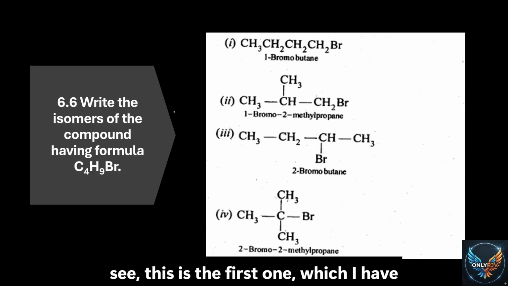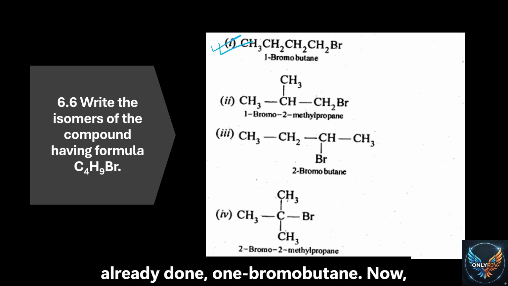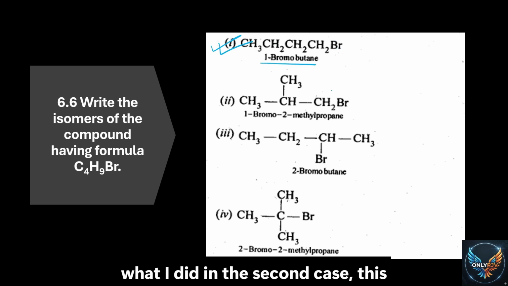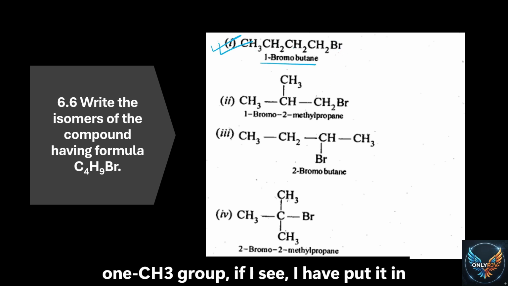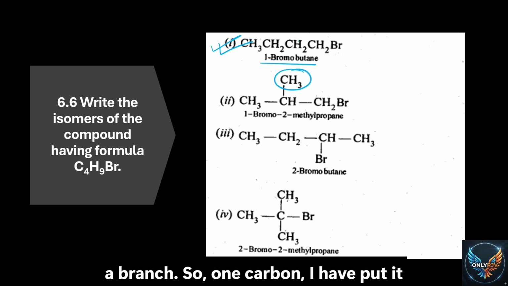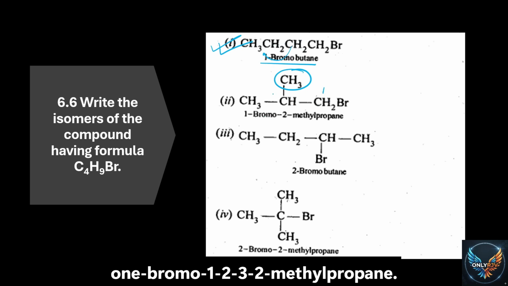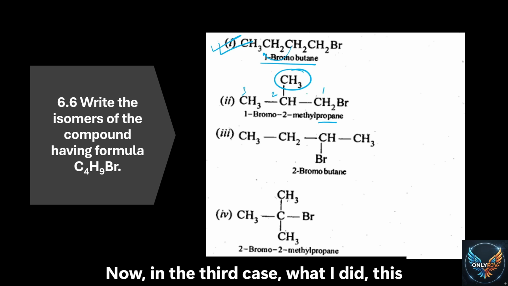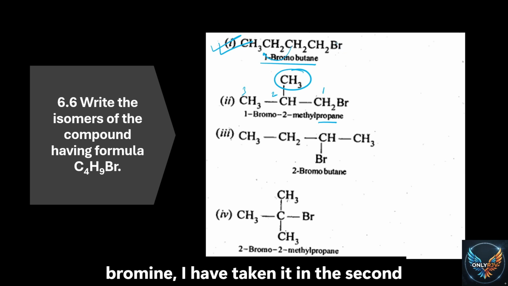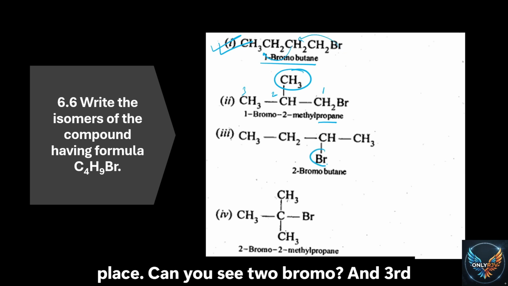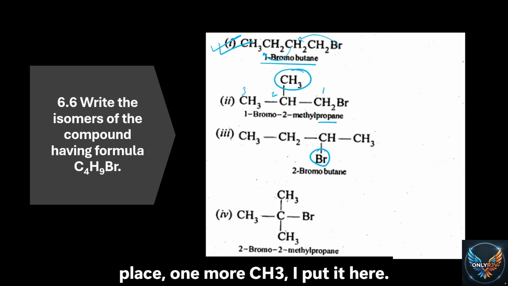So this is the first one which I already did, 1-bromobutane. Now what I did in the second case: this one CH3 group, I have put it in a branch. So one carbon I have put as a branch, so it has become 1-bromo-2-methylpropane, with numbering 1 2 3. Now in the third case, what I did, this bromine I have taken in the second place. Can you see, 2-bromo, and in the third place one more CH3 I put here.